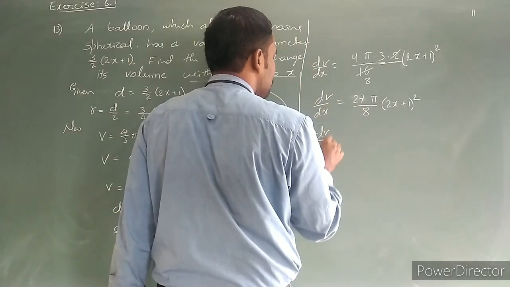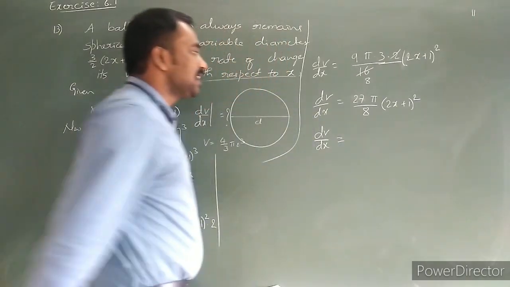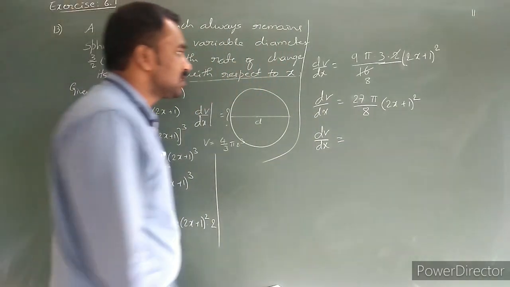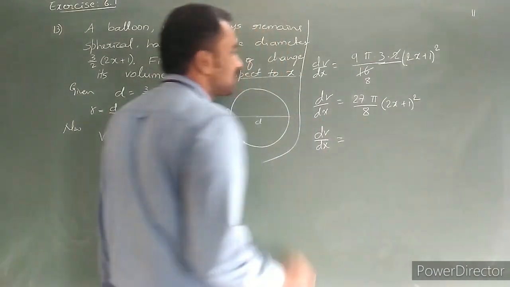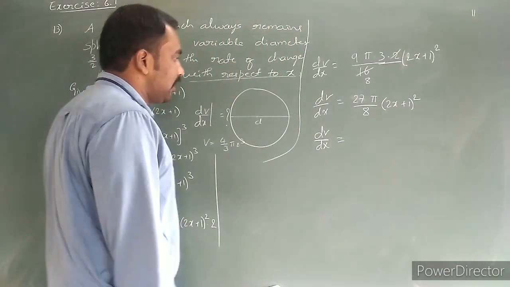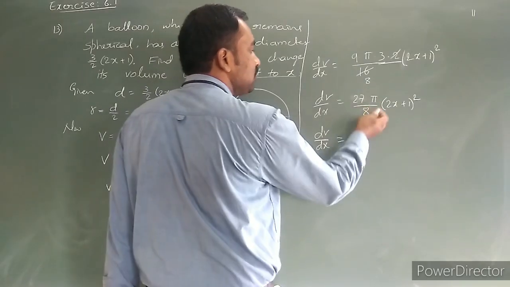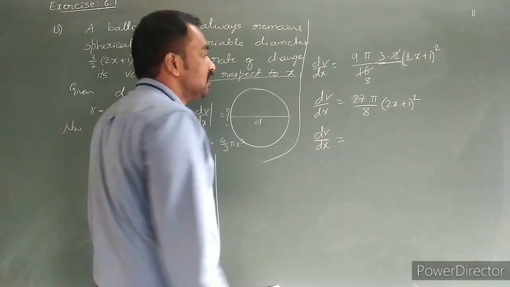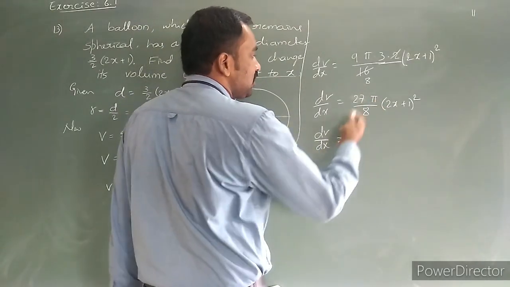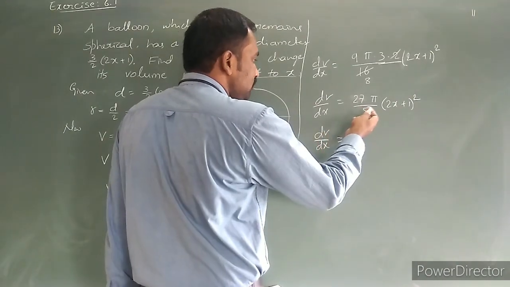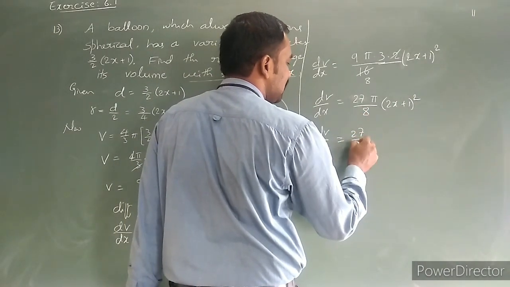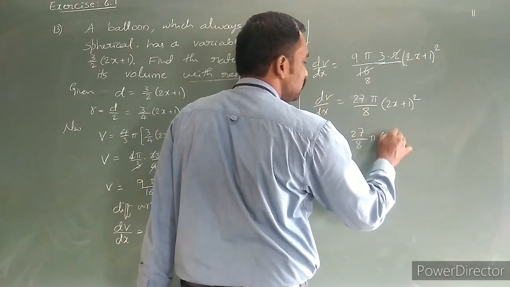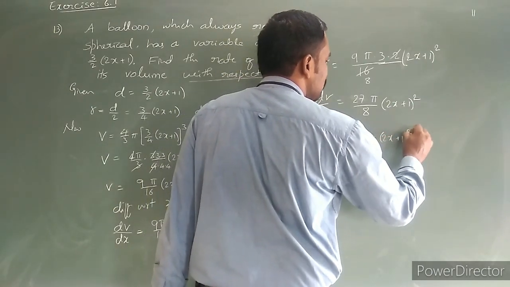Now afterwards you can simplify. dv by dx is equal to how much? 27 divided by 8. We can cancel it or keep it as it is, doesn't matter. If you want to simplify, a decimal value will come, 3 point something. So instead of keeping that, we can write 27 by 8 into pi into (2x plus 1) whole square.